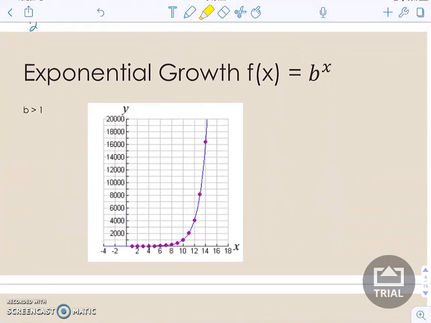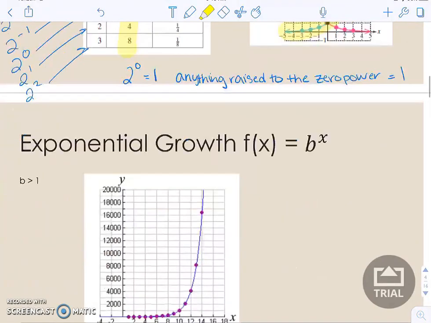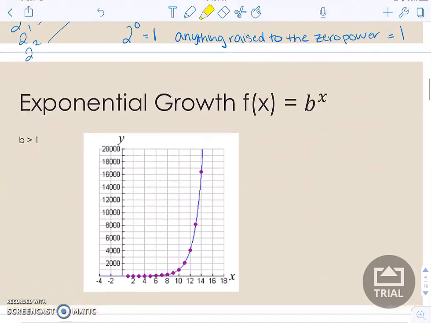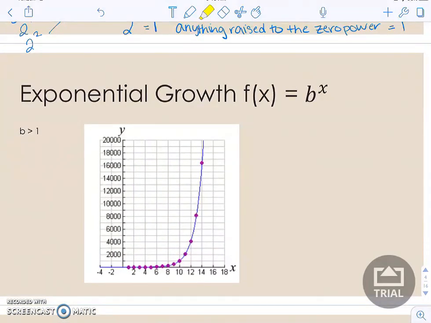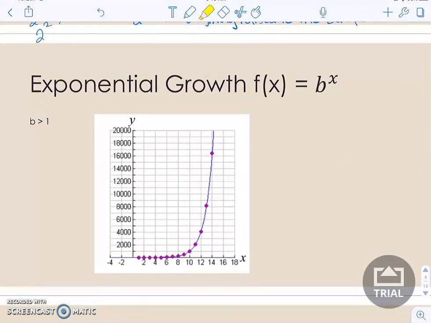There are two different types of situations. As you actually see in this graph right here, the blue line is going up on the right-hand side, whereas the other one looks like it's going down. And that's because there's two situations. There's something called an exponential growth, and then there's something called an exponential decay. So we're going to look at a growth first.